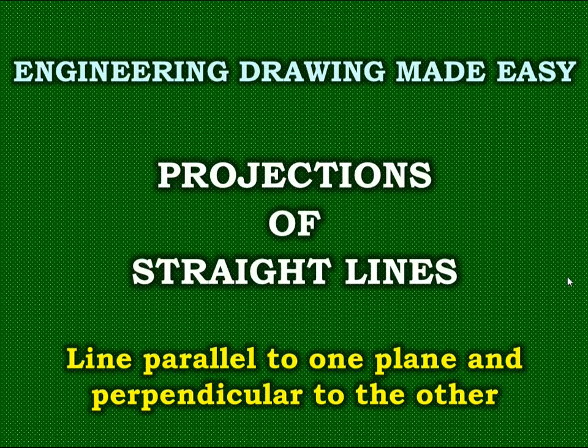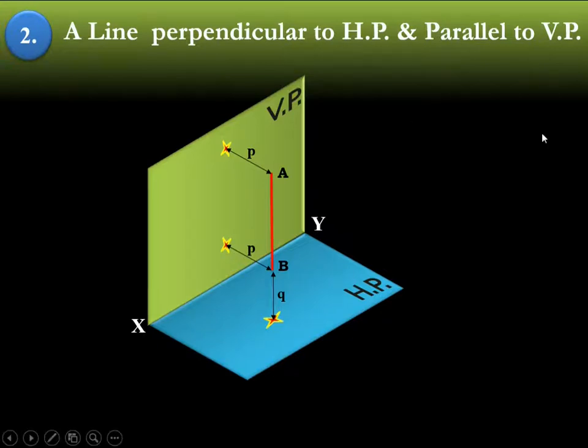Hello friends, in this video I am going to explain the projections of straight lines parallel to one plane and perpendicular to the other plane. First let us consider a straight line which is perpendicular to horizontal plane and parallel to vertical plane. From this pictorial diagram we can understand the line capital AB is perpendicular to horizontal plane and parallel to vertical plane.